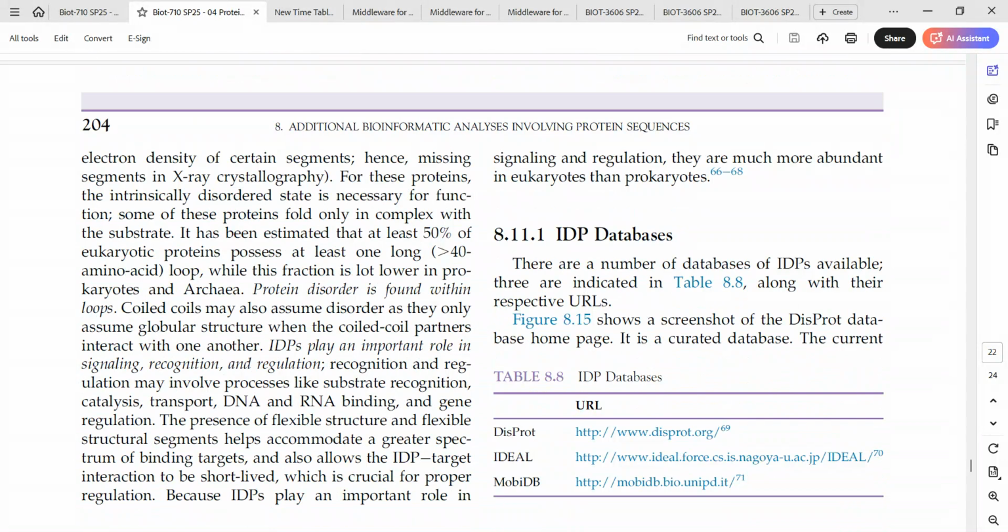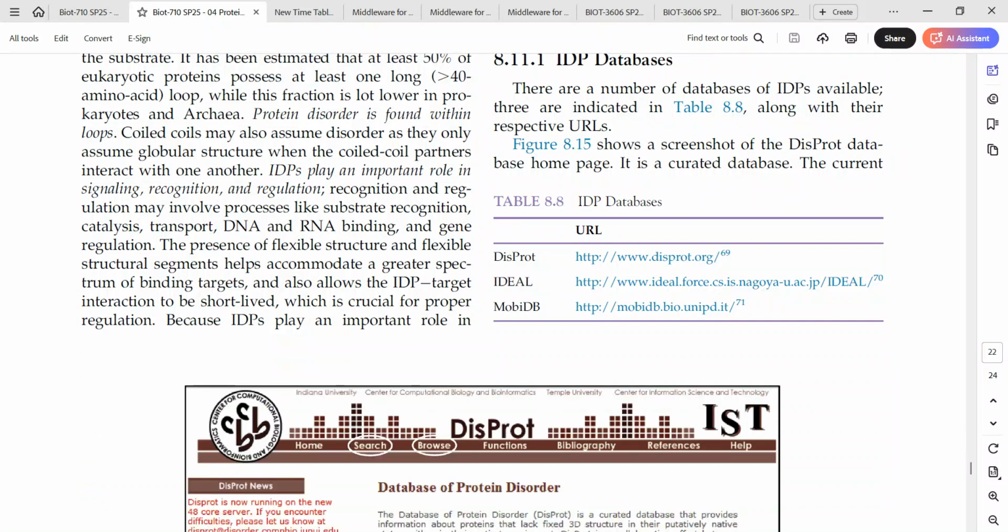At least 50% of the eukaryotic proteins, यहाँ पे देखें प्रोकैरियोटिक में यूकैरियोटिक प्रोटीन्स का जिक्र है, possess at least one long loop that is greater than 40 amino acids, while this fraction is low in prokaryotes and archaea. Protein disorder is found within the loops. Coils may also assume disorder as they only assume globular structure when the coil proteins interact with one another.